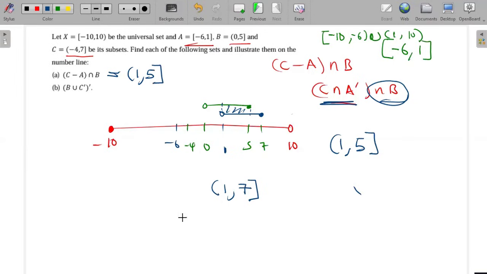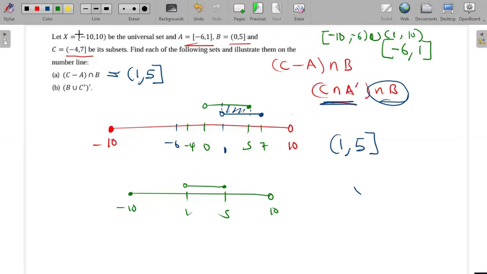If you just sketch it alone, you have that this here is going to be there, closed here at negative 10, open there at 10, and then you have your 1, and then you have your 5. So open, then closed. So this here is your answer.